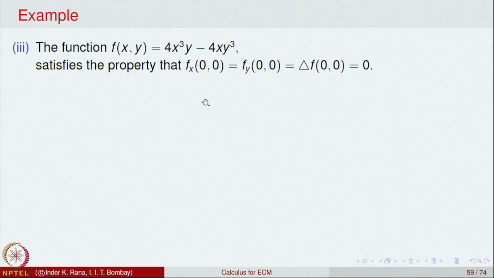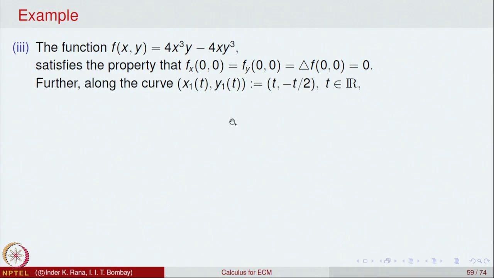So, finally, let us look at another example, the function 4x cube y minus 4x y cube, and calculate the partial derivatives, and they come out to be 0. The discriminant comes out to be equal to 0, but the point (0, 0) is a saddle point, which we can verify as follows.